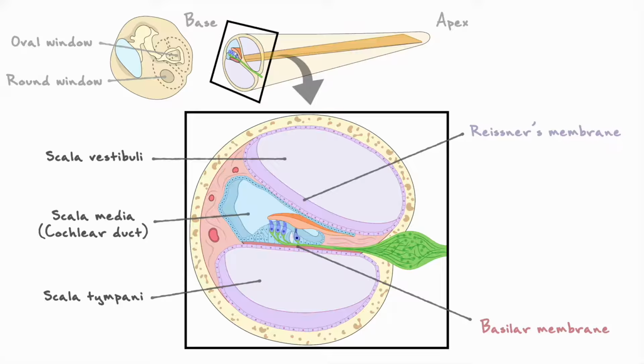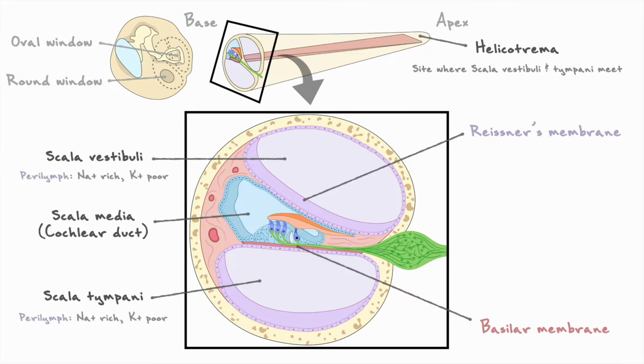From what I mentioned, you can also notice that the scala vestibuli is above the basilar membrane, and the scala tympani is below the membrane. The two liquids merge at the apex at a region called the helicotrema. Now, for the liquid itself, both the scala vestibuli and tympani are filled with perilymph, which is a sodium-rich and potassium-poor liquid. On the other hand, the scala media, which is also known as the cochlear duct, is filled with endolymph, a sodium-poor and potassium-rich liquid. As you will see shortly, these two different liquids will be important for the transduction process.